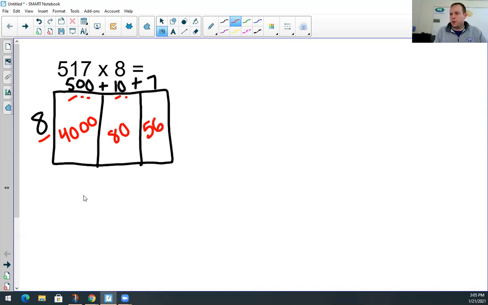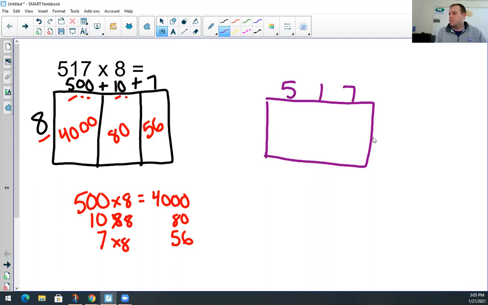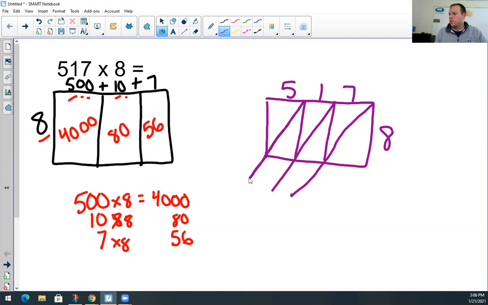If you were to do partial products, you would have 500, 10, and 7, and you'd multiply all of those by 8. Again, getting 4,000, 80, and 56. And if you were doing lattice, you would have your box set up. You would have 5, 1, and 7 at the top, 8 on the side, and then again, corner to corner and through, corner to corner and through, corner to corner and through.